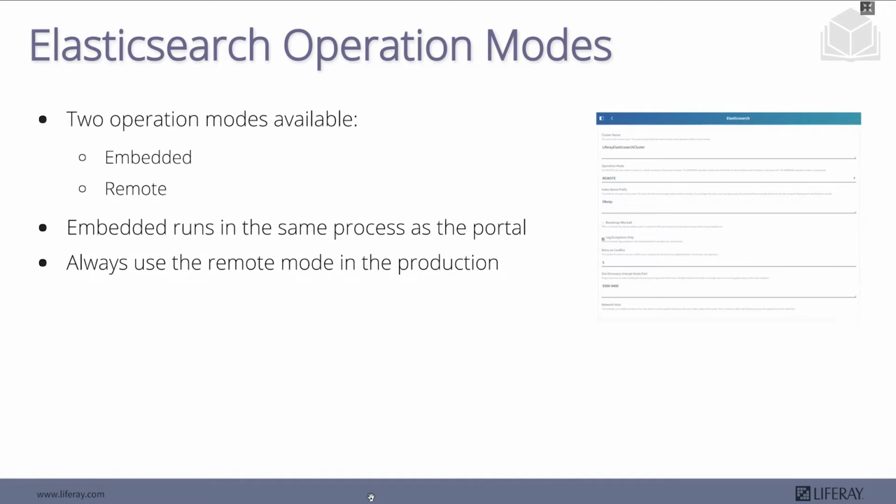When we're using Elasticsearch, there are two modes of operation. We have embedded and we have remote. We use embedded to just kind of play around, right? When we're developing, when we're in our testing stages, the embedded is fine and dandy. But once we move on to production, we always want to use the remote Elasticsearch mode, so that we can stand up an Elasticsearch server on its own.